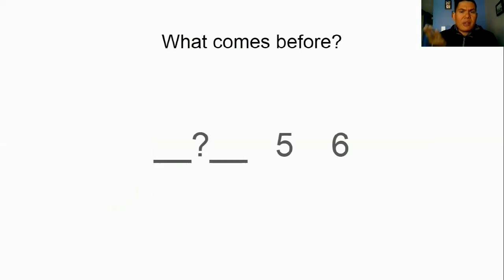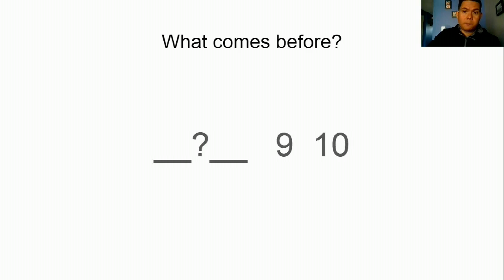Now, before we go to after, let's review. Before means backward. Now, I have six, five. What number is missing? What number should be right there before five? Take a moment. Three, two, one. Do you know? It's number four. Number four comes right before five.